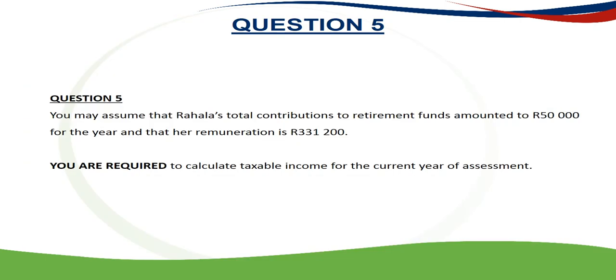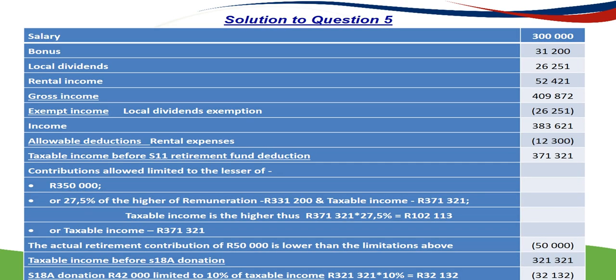Let's move on to question number 5. You now may assume that Rahala's total contributions to the retirement fund was 50,000 and her remuneration 331,200. You are now required to calculate the taxable income for the current year of assessment. Let's look at the solution to question number 5.